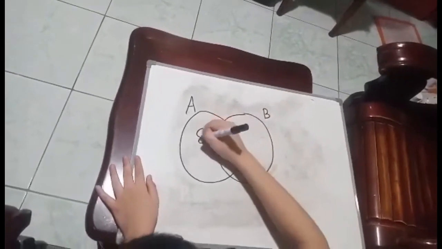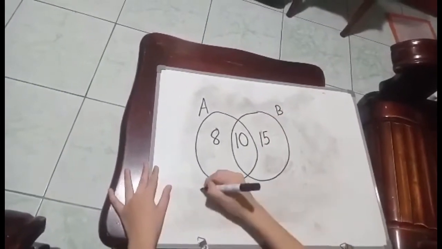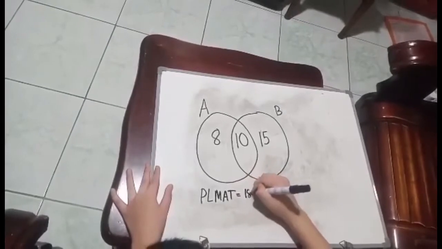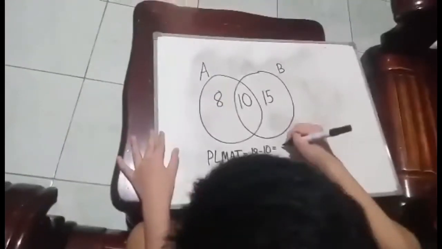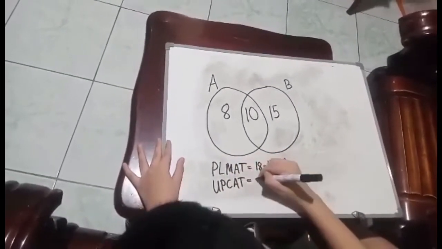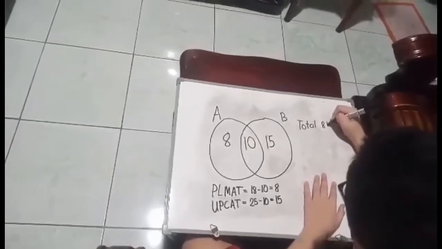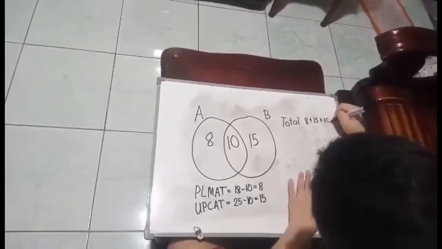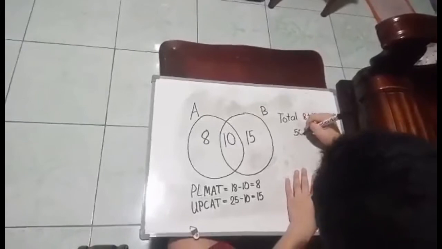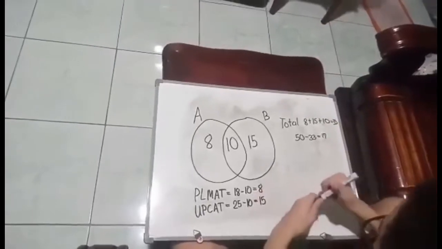Since out of 50 students, 10 students passed both entrance exams, write 10 in the overlap portion of the two circles. You have to determine how many students passed PLM math only and UPCAT only. The total number of students who passed PLM math only equals 18 minus 10 equals 8. The total number who passed UPCAT only equals 25 minus 10, which is 15. The total number of students who passed an entrance exam equals 8 plus 15 plus 10 equals 33. The total number who did not pass either PLM math or UPCAT equals 50 minus 33 equals 17. Therefore, 17 students did not pass any of the entrance tests.